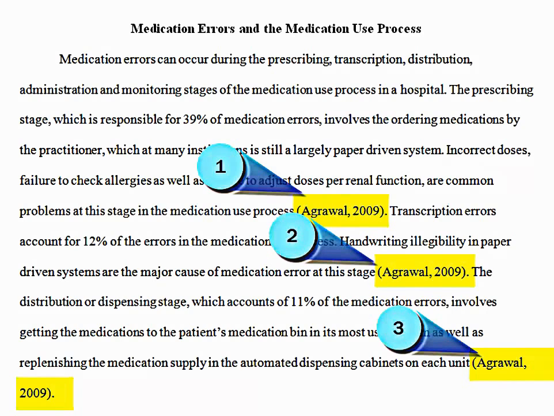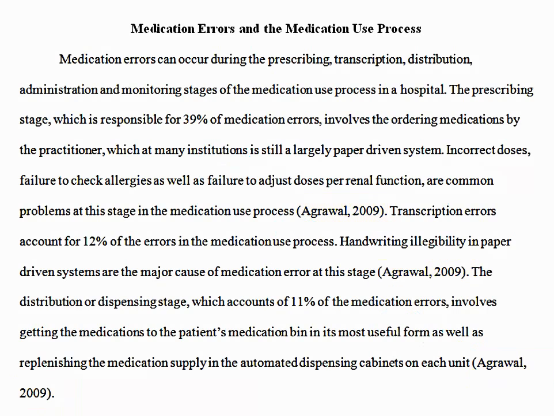Now, something Chris could have done, he or she gave the date for Agrawal for the first citation. Well, if you're citing the same source multiple times in a paragraph, you only have to give the date once. So that's something that Chris could have done to have shortened that citation process.